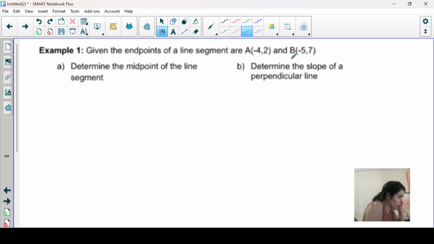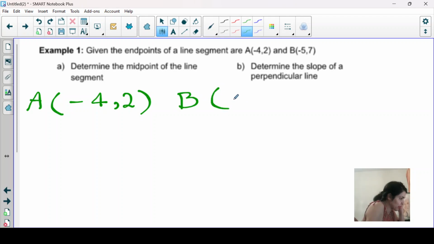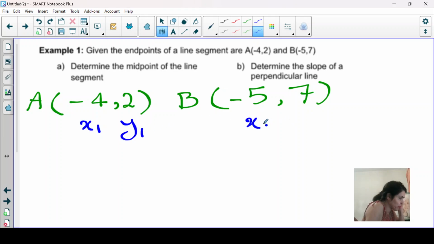So I have the points A (-4, 2) and B (-5, 7). First thing that we do, we label them. This one is x1, y1, this one is x2, y2.